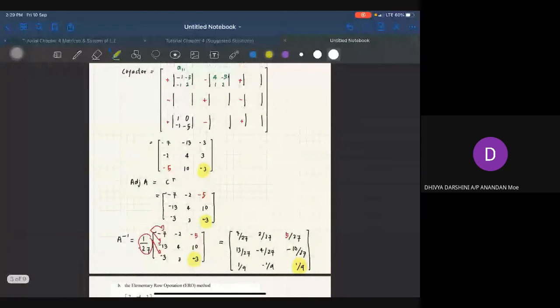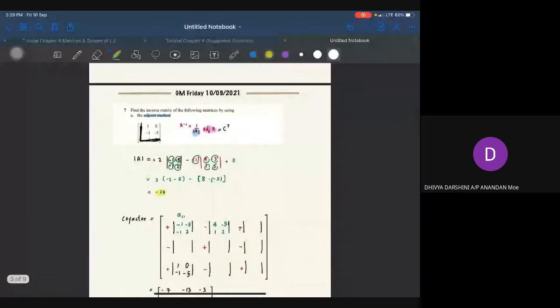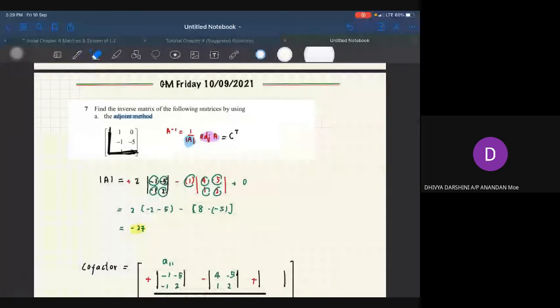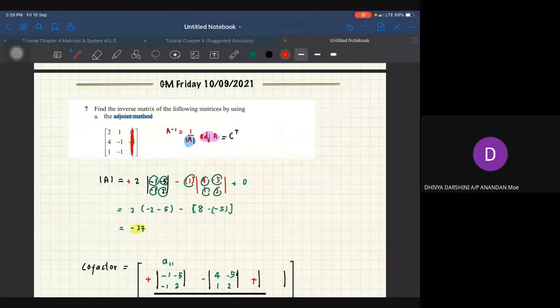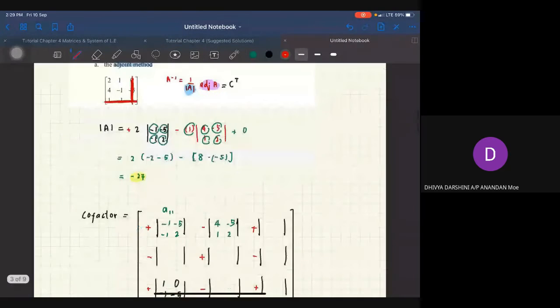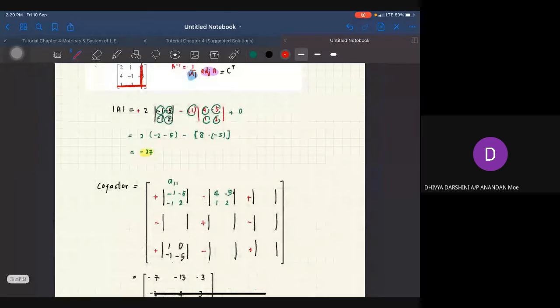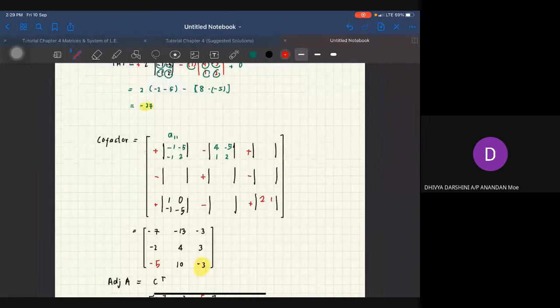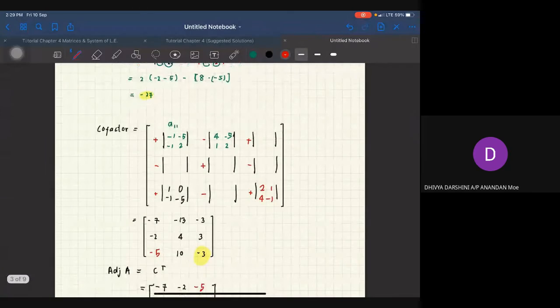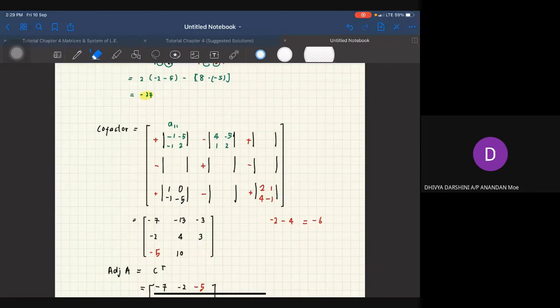So what remains is 2, 1, 4, -1. So we have 2, 1, 4, -1. 2 times -1 is -2, and then minus 4 equals -6. So correct it here: this is -6, this one is -6 as well, and this one is also -6. So -6 divided by 27.